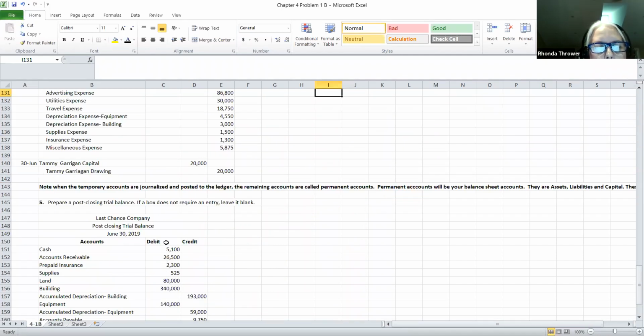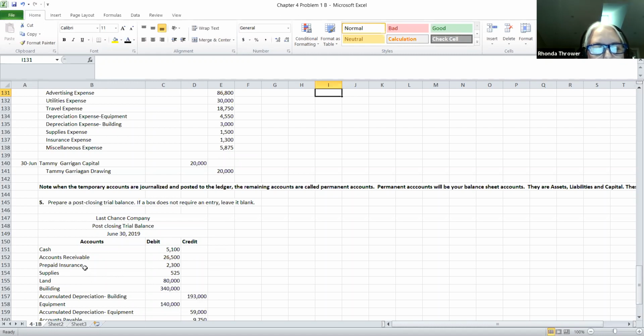Notice I'm putting these down as debit balances. These are the debit balances in our ledger accounts. If it has a credit balance, it goes in the credit column. So all of these are balance sheet accounts. They're the remaining accounts that are listed in your ledger. That's the post-closing trial balance.